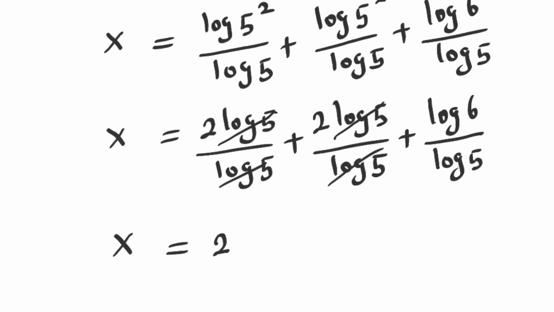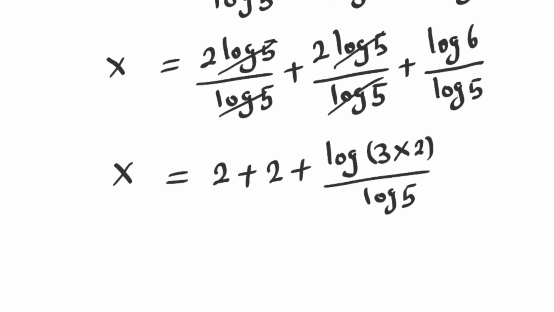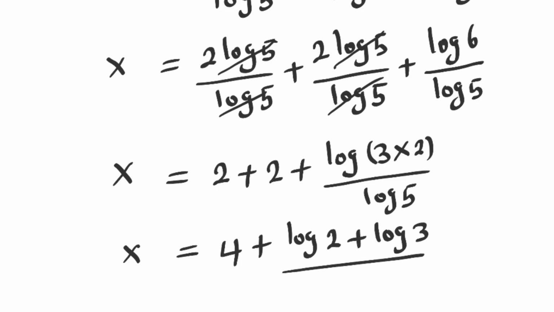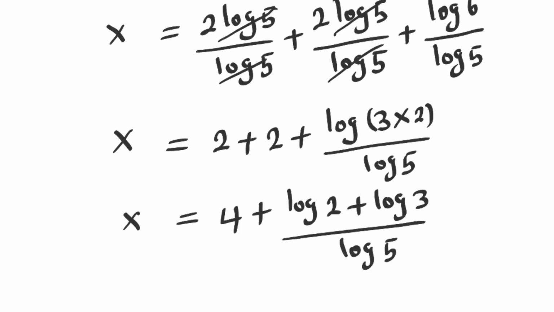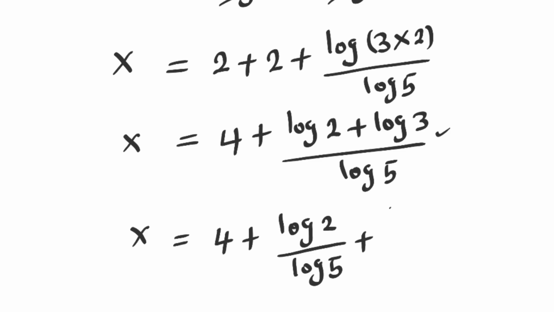x is equal to 2 plus 2 plus log 6, which can be written as log 3 multiplied by 2, all over log 5. x is equal to 2 plus 2, that is 4, plus log 3 multiplied by 2 can be written as log 2 plus log 3 all over log 5. x is equal to 4 plus, if you split this, we have log 2 all over log 5 plus log 3 all over log 5.